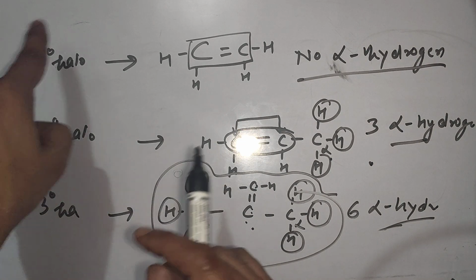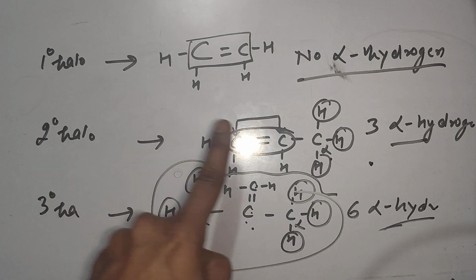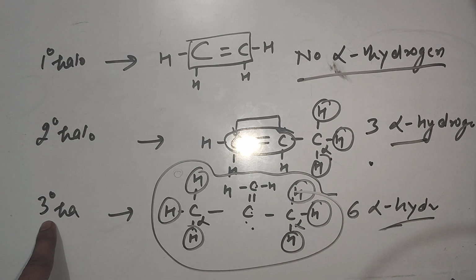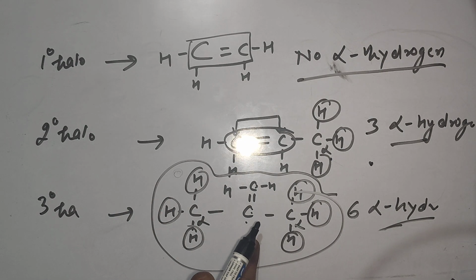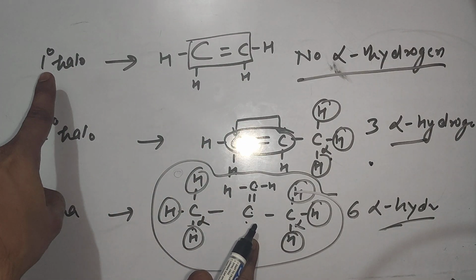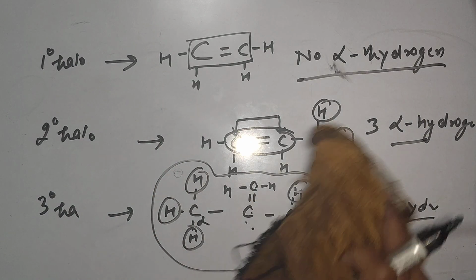1 degree haloalkane is giving us this alkene which doesn't have any alpha hydrogen. 2 degree haloalkane is giving us the alkene which is stabilized by 3 alpha hydrogens through hyperconjugation. And 3 degree haloalkane is providing us this alkene which is stabilized by 6 alpha hydrogens through hyperconjugation. So because 3 degree haloalkane is able to create a stabilized alkene, that's why 3 degree haloalkane will show the fastest beta elimination reaction. And 1 degree haloalkane is giving us an unstable alkene, so that's why 1 degree haloalkane is least reactive toward beta elimination reaction.